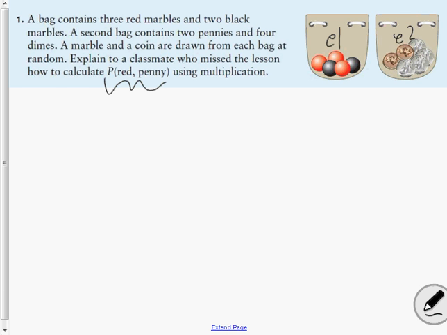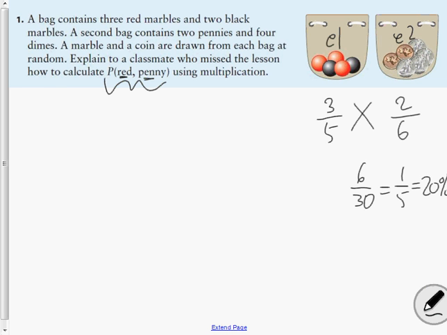The probability of this first event, which is red, would be 3 chances out of the 5 marbles in total. And for penny, it would be 2 pennies out of 6 total coins. So if I was to multiply those together, I would end up with 6 out of 30, which in lowest terms is 1 out of 5, which most of us know is a 20% probability that event will happen.